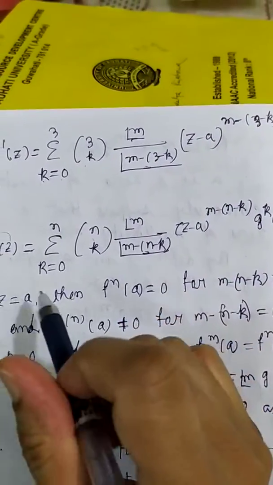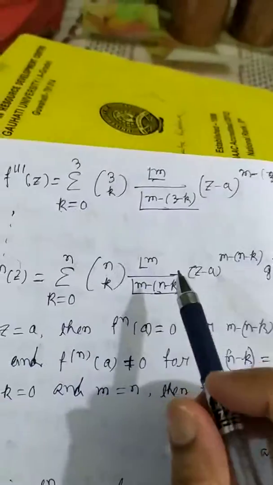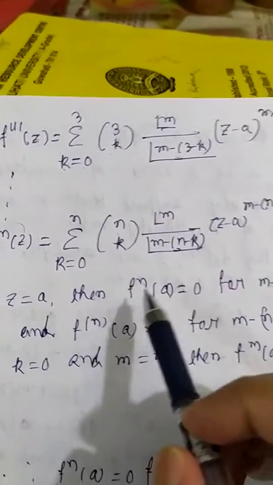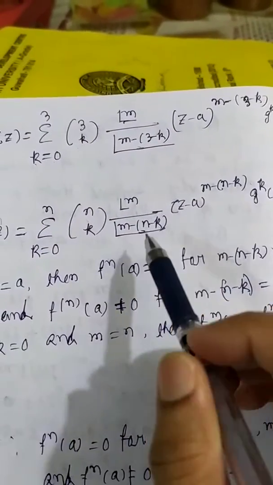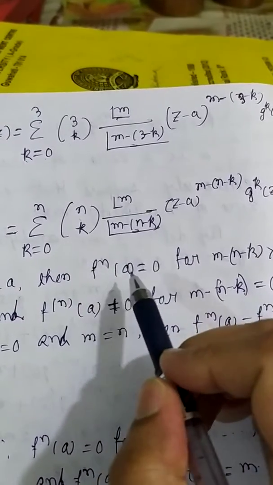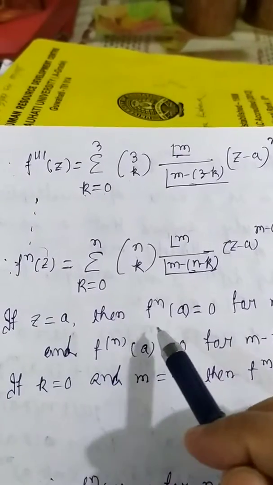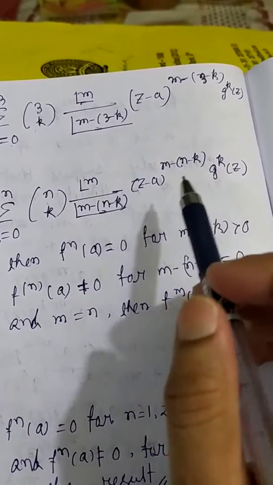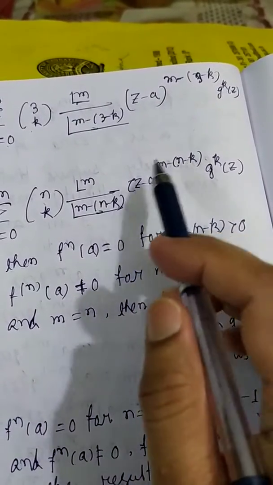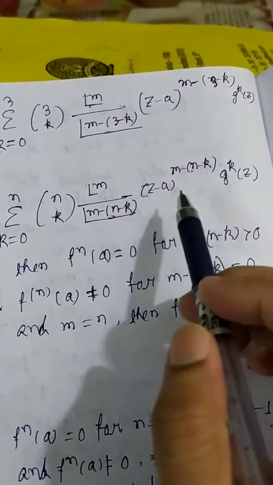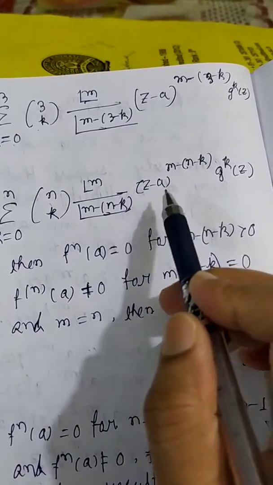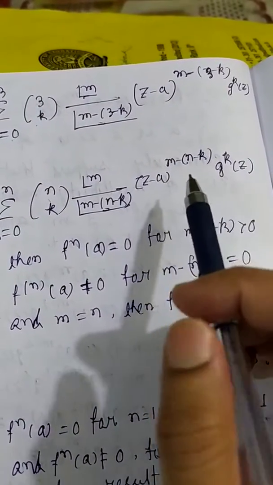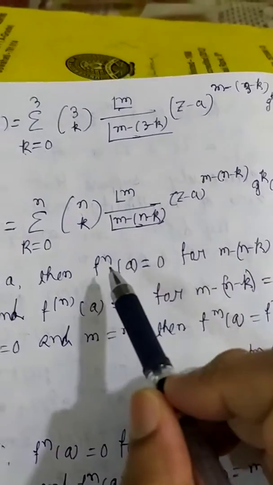This is the nth derivative. Therefore, you can see if I substitute z equal to a in this nth derivative, then f^(n)(a) is equal to 0 for m minus n minus k greater than 0. That is, its term contains z minus a in this summation sign. If m minus n minus k is greater than 0, then its term contains this z minus a. So in this case this is equal to 0.